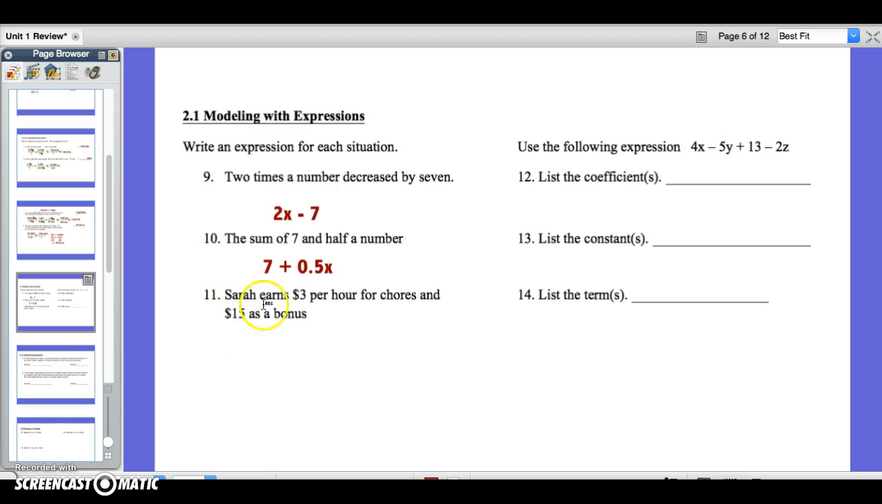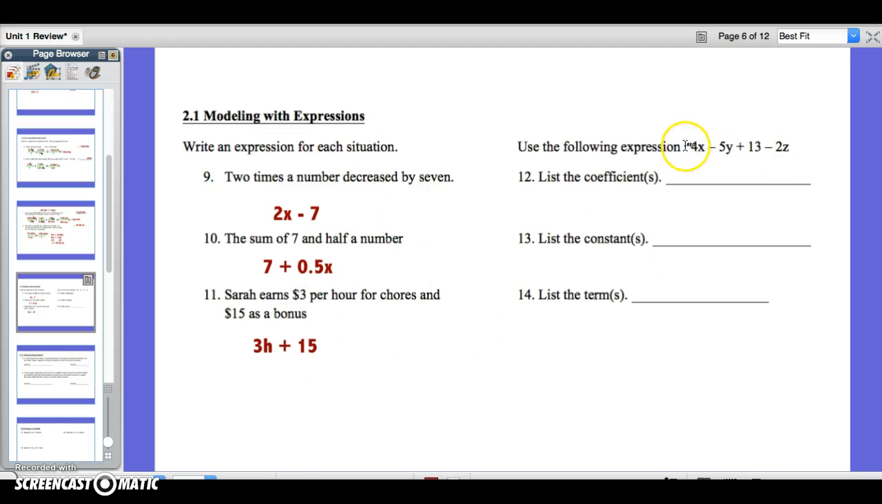Number 11. Sarah earns $3 per hour for chores and a $15 bonus. So this is the rate, so $3 per hour for her chores. That per hour indicates that there's going to be multiplication times the number of hours. So for this one, I'm going to use h as my variable, so 3h, so 3 times the number of hours that she works, and that bonus of $15. It's a nice bonus.